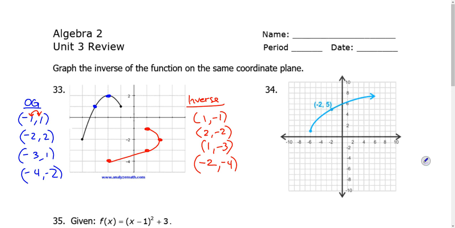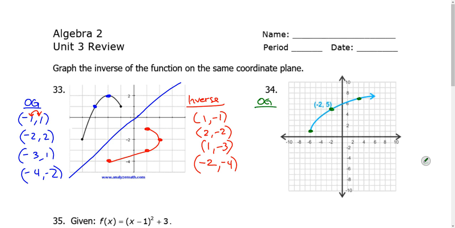If you want to make sure you're on the right track, you can also look across this line of symmetry, across Y equals X, and it should be a reflection of itself. 34 is done pretty much the same way. We got a dot here, and maybe a dot right here.